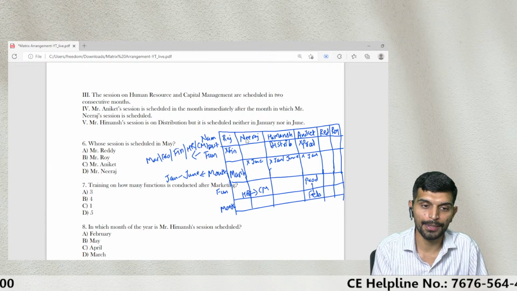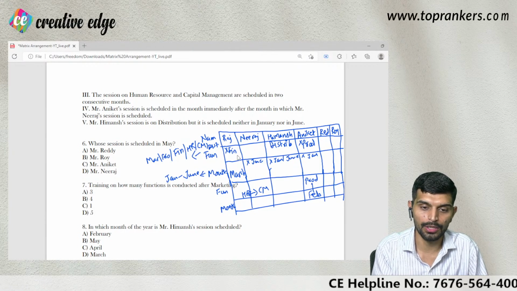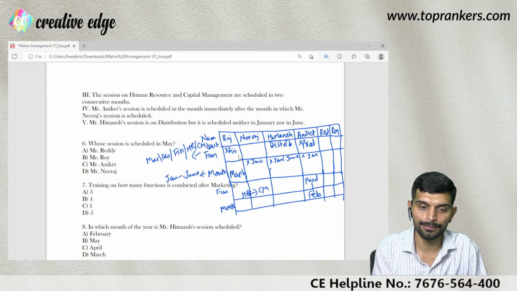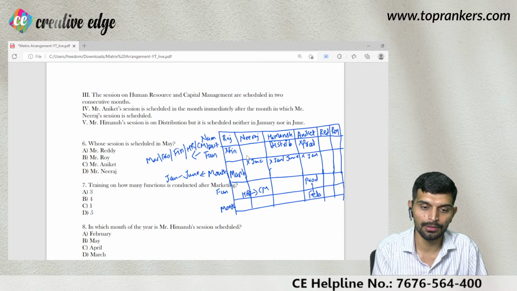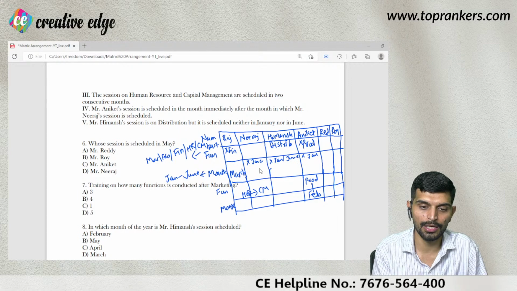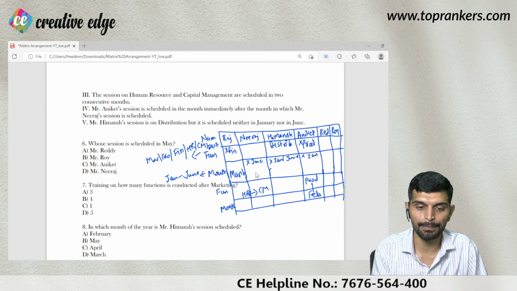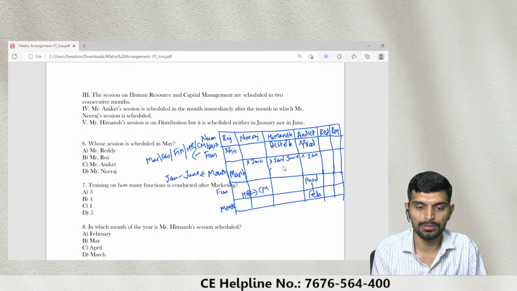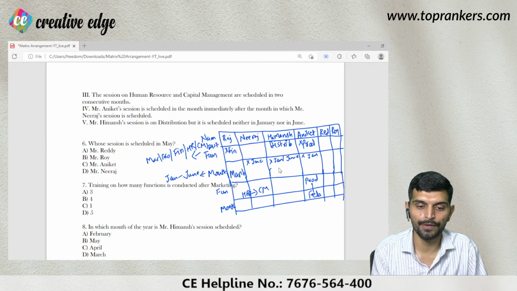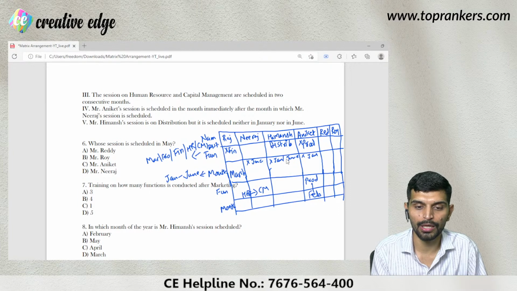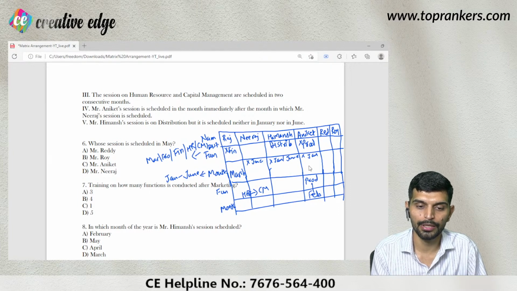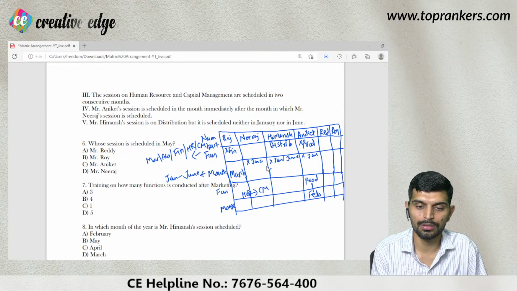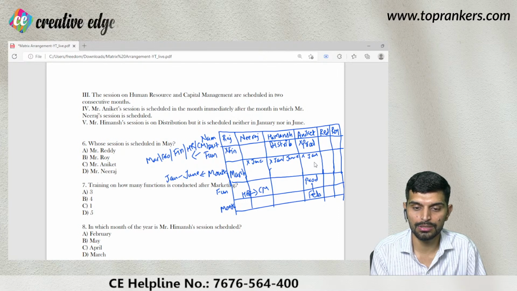See, capital management and HR. So HR capital management could be here, in the month. This month is March, so this month can be April, possible because after March, April you have February and you have May, right? So this is not June, this is not January.